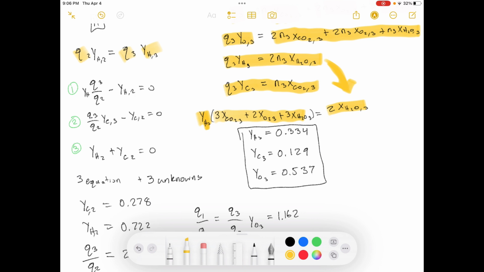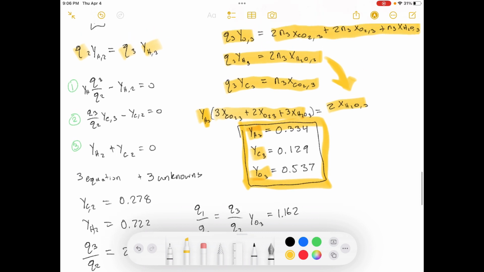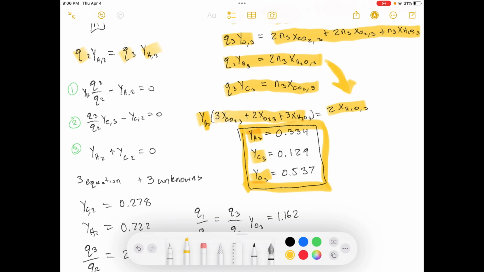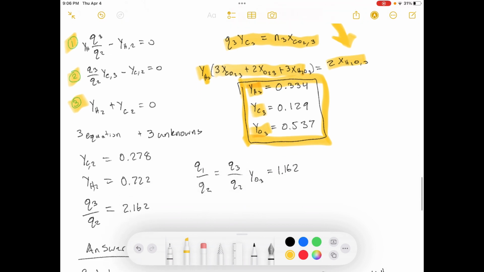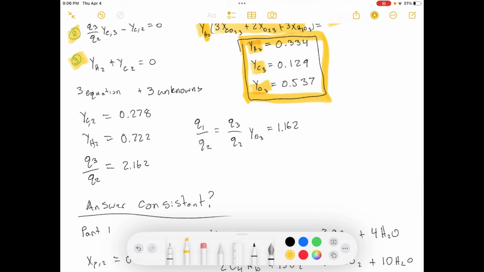And then you can just solve for YH3. Okay, so now I have everything in terms of YH3, YC3, and oxygen. So that's how you put it all in terms of atomic ratios instead of molecular ratios. Now that we have these solved, we have a system of 3 equations and 3 unknowns, right? And we just solve it the exact same way that we did before. Okay, 3 equations, 3 unknowns, solve for that.